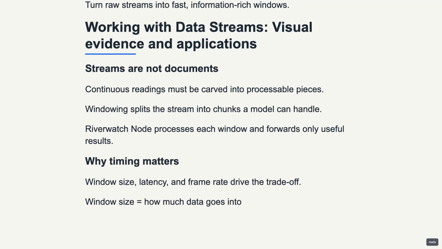A larger window gives the model more context, which helps when patterns unfold slowly or when you need to separate a real event from a brief fluctuation. The cost is more compute, more delay, and sometimes less clarity when details get blended together.